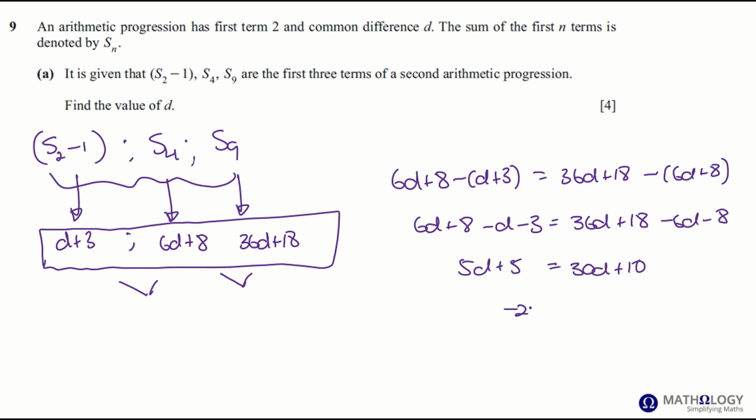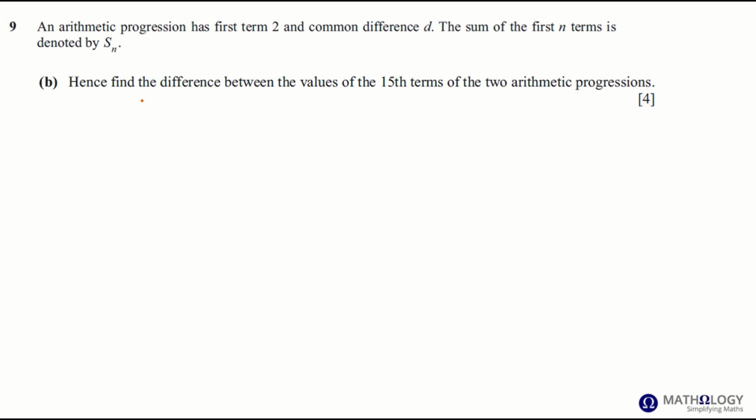So we'll have minus 25d equals 5. d is 5 over minus 25. d is minus a fifth. Hence find the difference between the values of the 15th terms of the two arithmetic progressions.